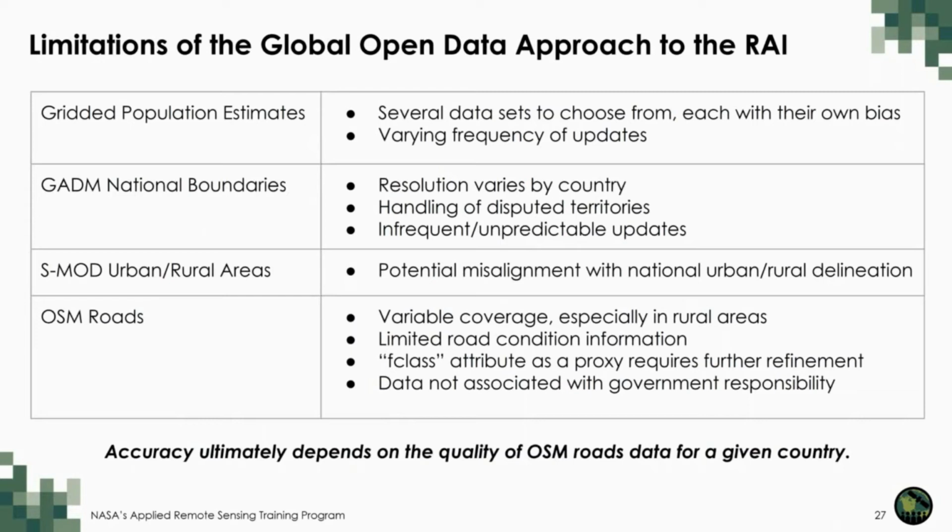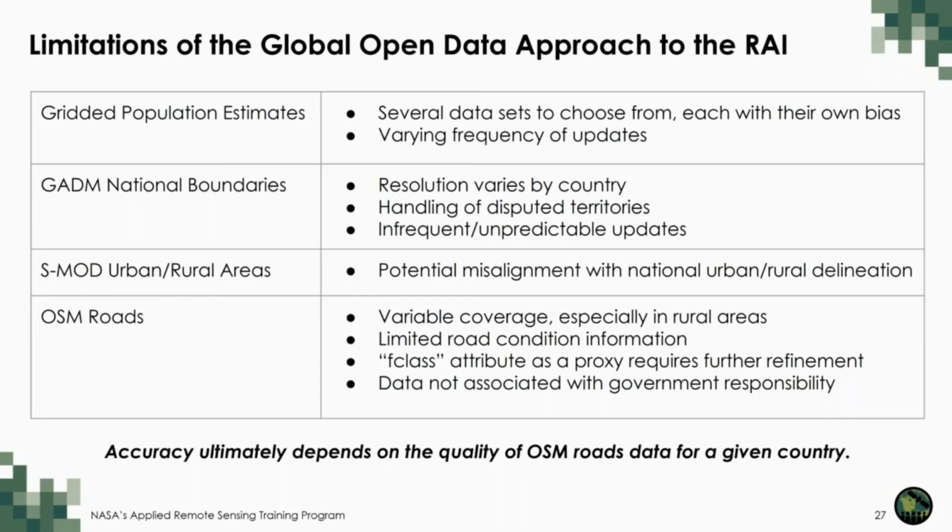As we come to the end of the presentation, I would like to discuss some limitations of the global open data approach. With regard to gridded population datasets, there are several to choose from, each with their own biases and frequency of updates. With regard to the global boundary dataset by GATM, the boundary resolution and quality varies by country, and its handling of disputed areas is not transparent. In addition, the update schedule for GATM is unpredictable. But despite these issues, at this time, GATM appears to be the best open global national boundary dataset.